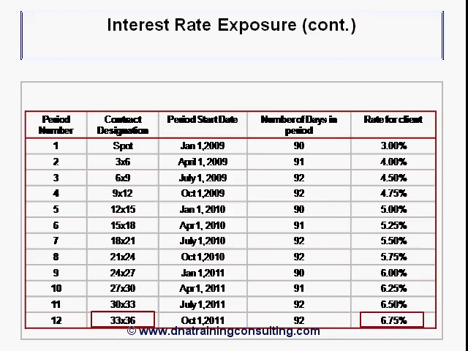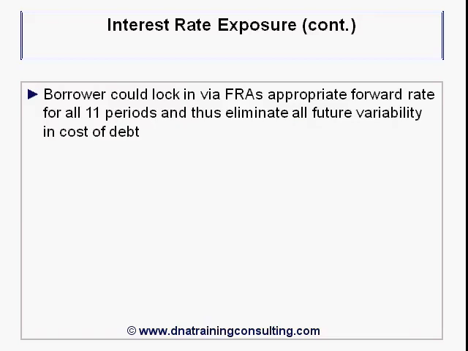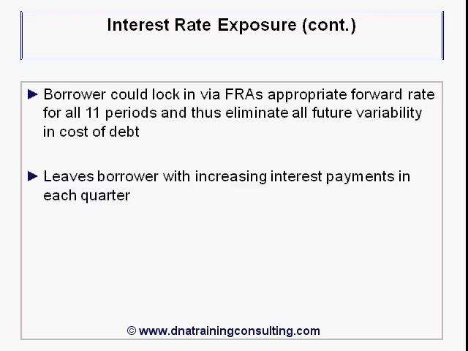The borrower could lock in via individual FRAs the appropriate forward rate for each of the 11 periods for which LIBOR will be resetting. And by doing so, the borrower would have eliminated all future variability in the cost of this debt. This would achieve the company's objective of locking in predetermined payments of interest for the life of the loan, but would leave the borrower with increasing interest payments in each quarter.